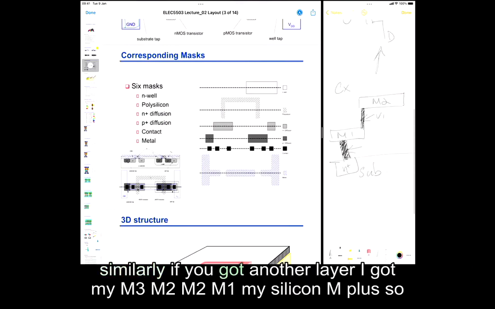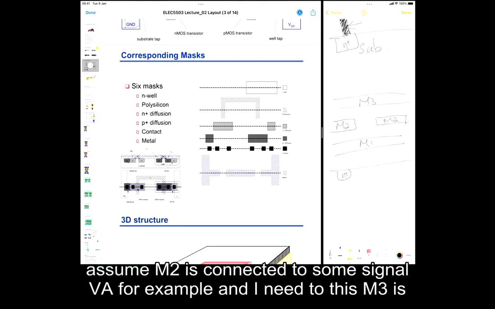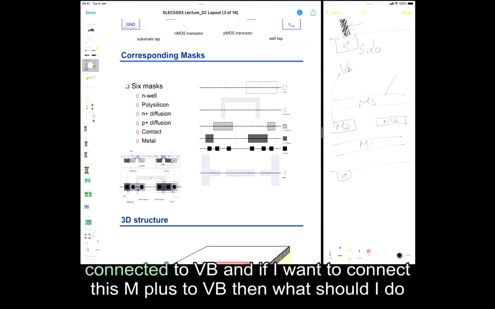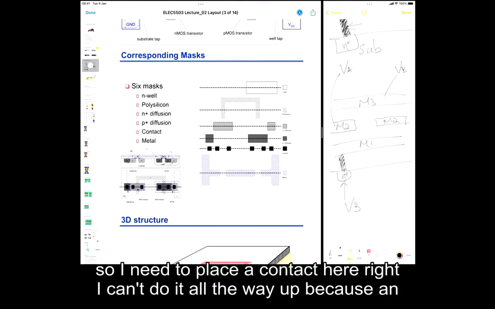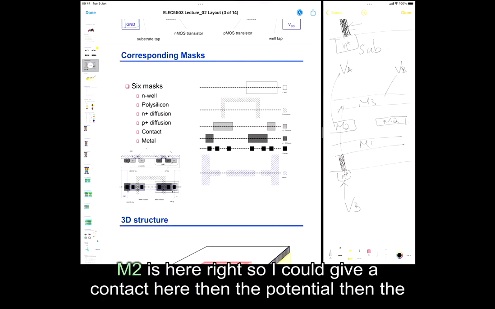And similarly, if you've got another layer, I've got my M3, M2, M1, my silicon, N+. So assume M2 is connected to some signal, VA, for example, and this M3 is connected to VB. And if I want to connect this N+ to VB, then what should I do? So I need to place a contact here, right? I can't do it all the way up because M2 is here, right?